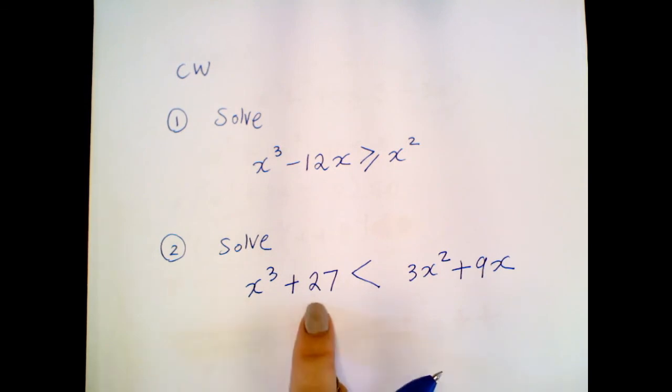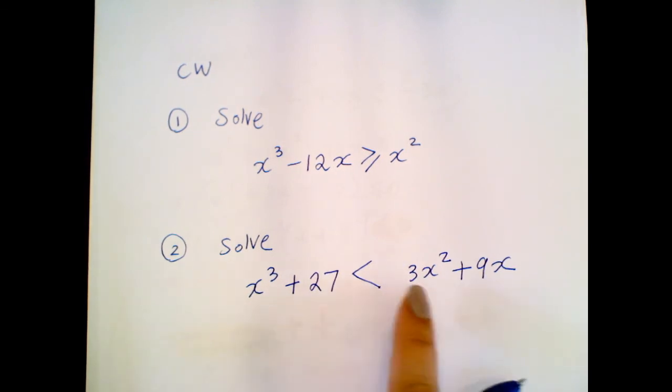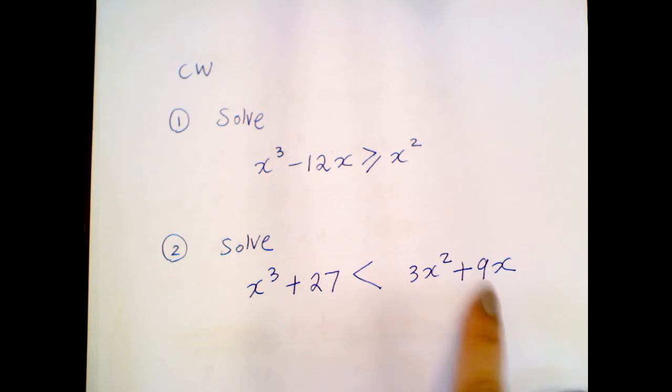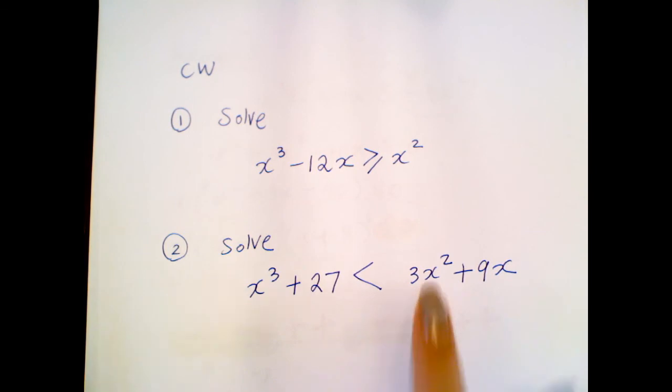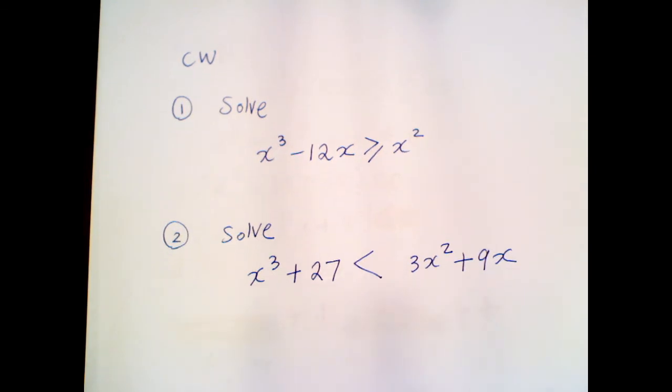x cubed plus 27 is less than 3x squared plus 9x. So you're going to have to move these two terms first. Factor by grouping. I made sure that this is factorable by the grouping method. And I made it so that you will get one of the zeros to have even multiplicity. So you should check those multiplicities very carefully, or just make sure to plug in values in all those intervals, okay? That's enough for solving polynomial inequalities.